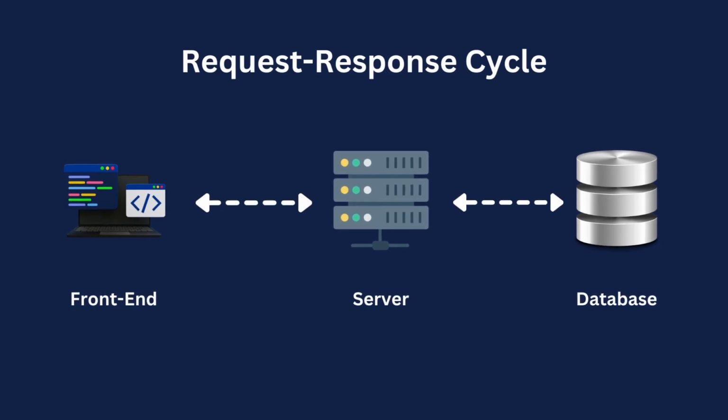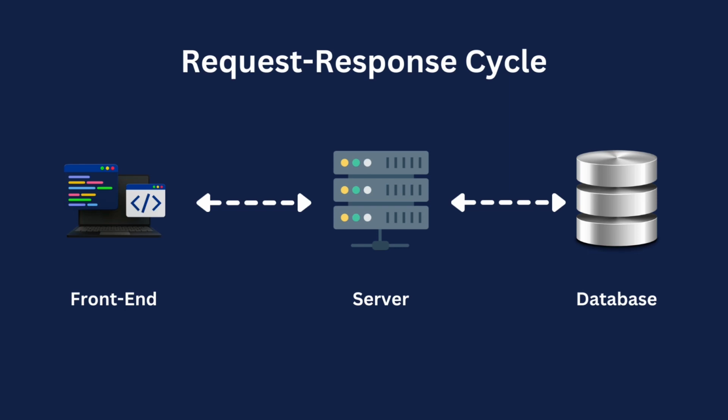Now, let's go back and see how this happens. We have a front end here, then we have a server, and then we have a database. How do the three communicate? The front end sends a request to the server, then the server sends a request to the database. The database sends a response to the server, then the server sends a response. Let's take an example of YouTube.